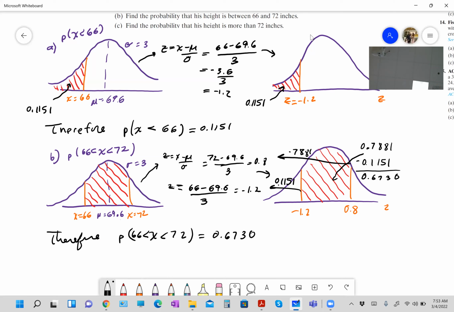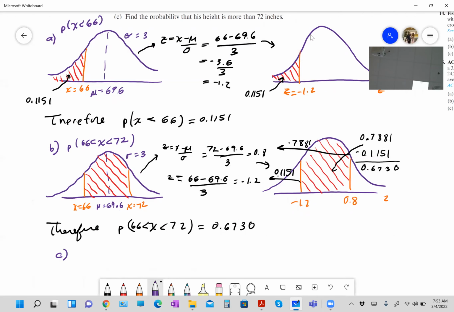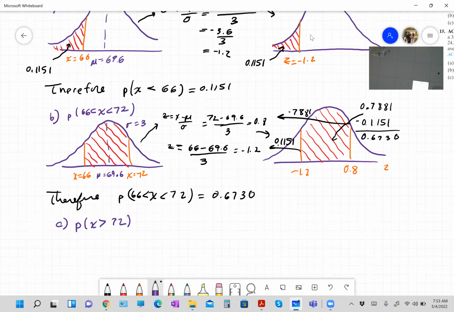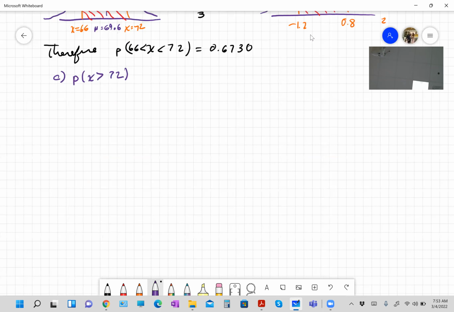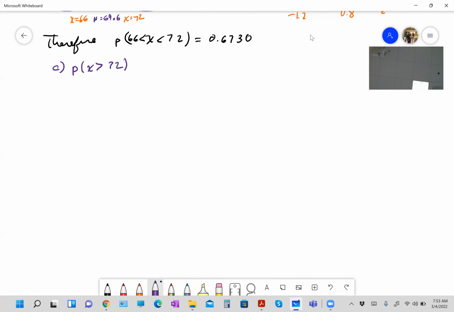Make sense? Now, part C. Part C says, find the probability that his height is more than 72. So here it says probability that X is greater than 72. I'll wait because some of you are still writing. Give it a second or so. We'll start doing the situation. It's very simple. We do the same thing.